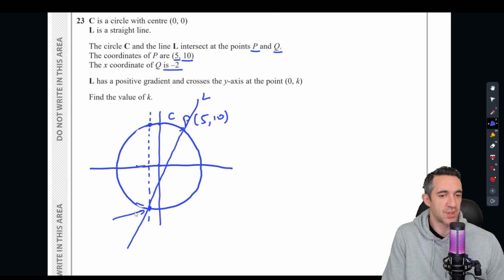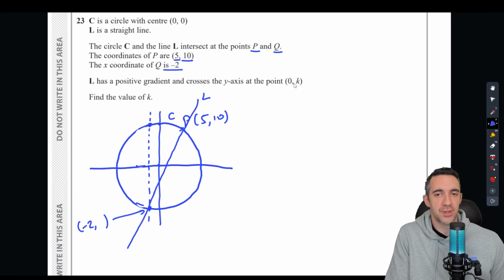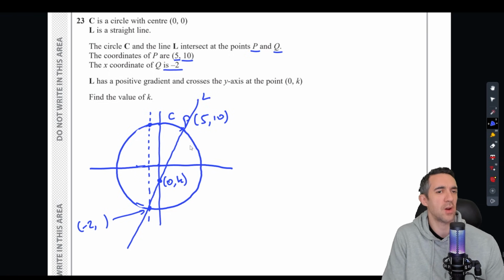So I now have a picture of L. I know it's -2 something, but I don't know what. And the point where it crosses the y-axis is 0, k. So that's this point here, 0, k, crossing my y-axis. Okay, so my diagram is not bad. I can kind of see what's going on. I think I get the idea.